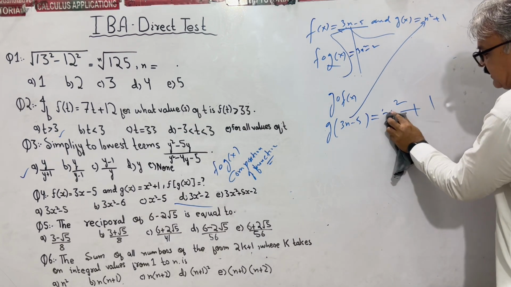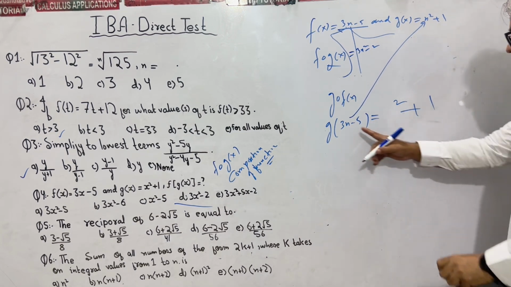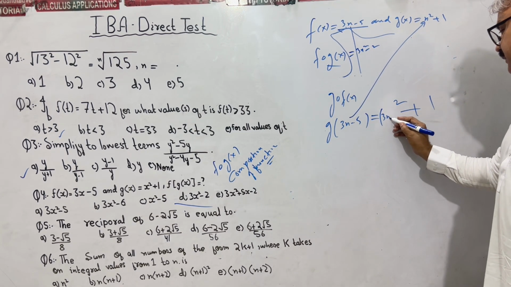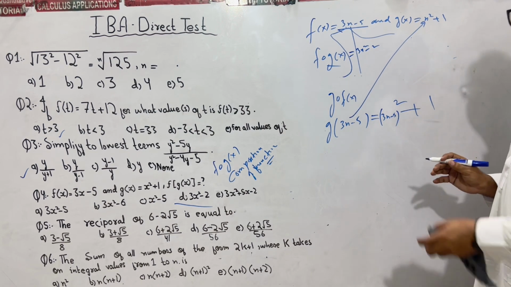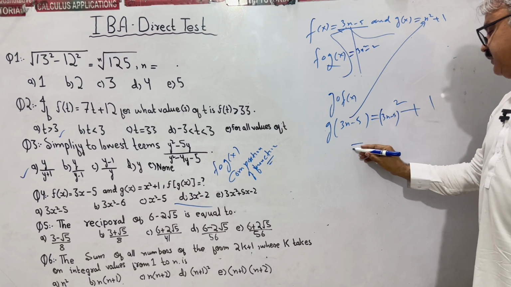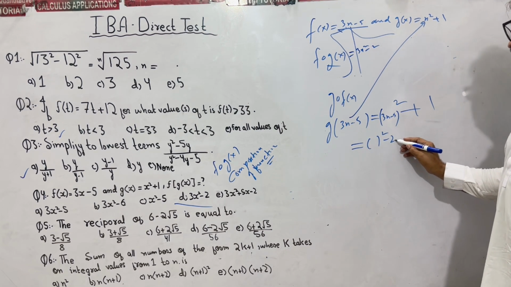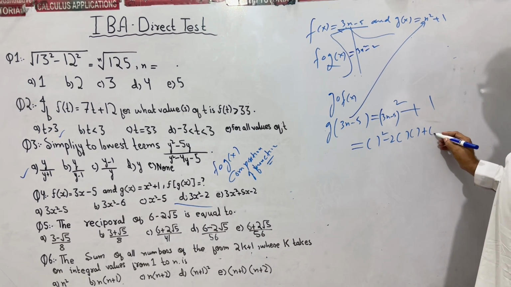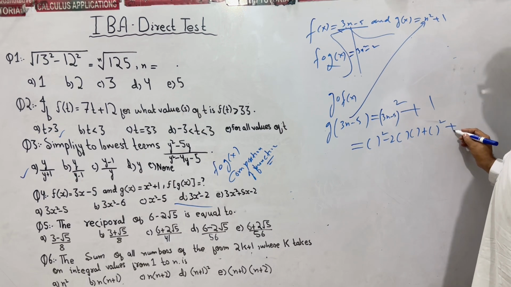Instead of x, we have to plug this value: 3x minus 5 whole square. Okay, simplify this one. It is a square minus 2 times ab plus b square, plus 1 same.